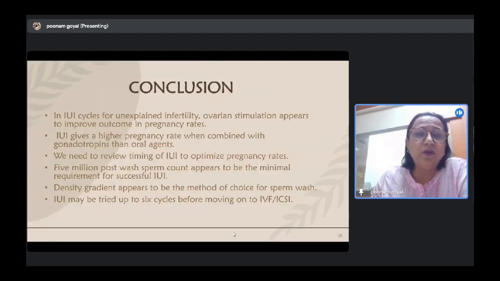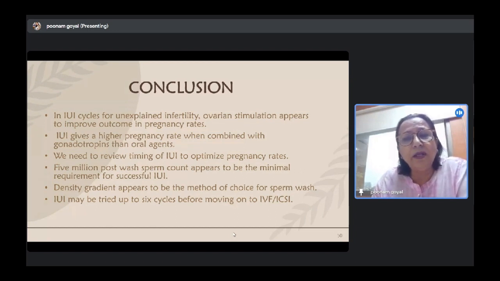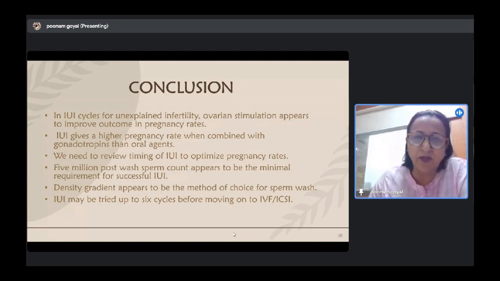To conclude, in IUI cycles for unexplained infertility, ovarian stimulation appears to improve pregnancy rates. IUI gives a higher pregnancy rate when combined with gonadotropin than oral agents. We need to review the timing of IUI to optimize pregnancy rates. 5 million post-wash sperm count appears to be the minimal requirement for successful IUI.